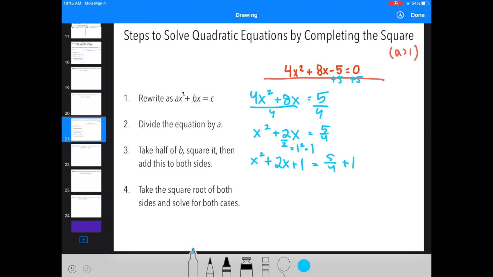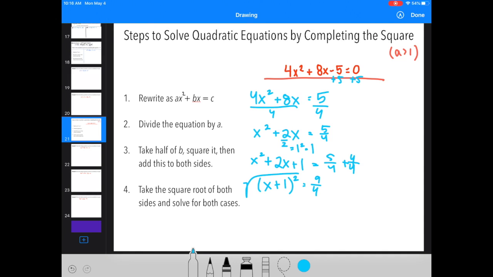Now it's time to factor and take the square root. So to factor that, I'll have x plus 1 squared is equal to, let's see, 5/4 plus 1. Well, 1 is the same as 4/4. So I'll have 9/4.